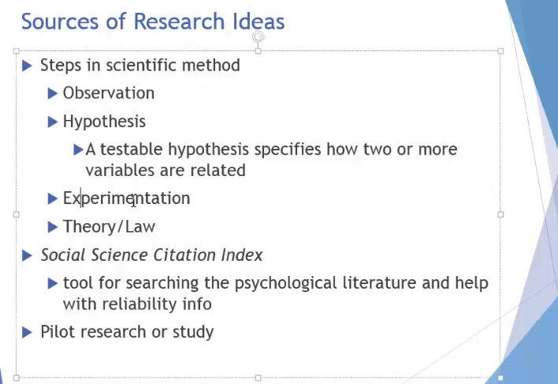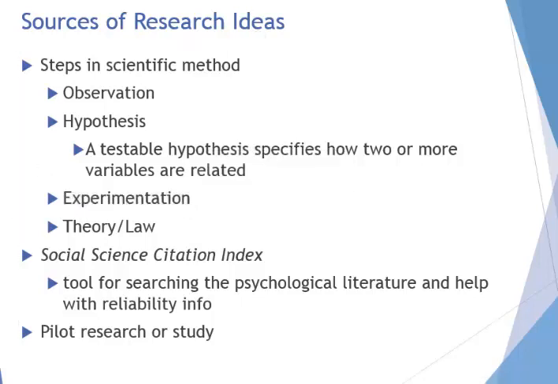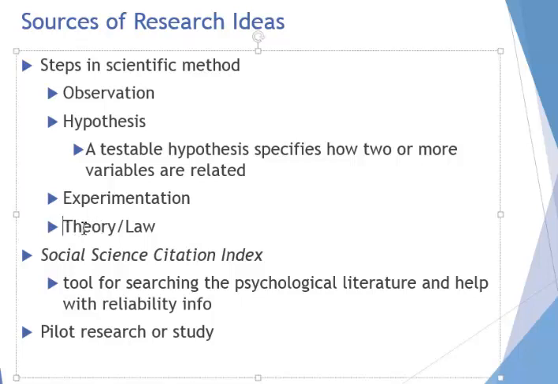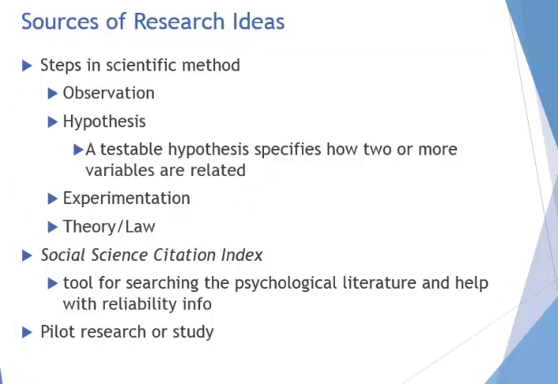Then I experiment in order to make a determination as to whether my hypothesis was correct. And then, based on the results of that experiment, I could establish a theory or even a law. A theory is something that is proven to be probably true by experimentation. A law is something that's definitely true. It's a mathematical truth. In science, you're usually dealing with theories. When it comes to law, you're really dealing more with mathematics.